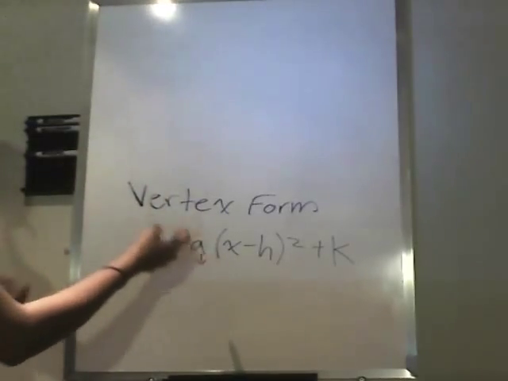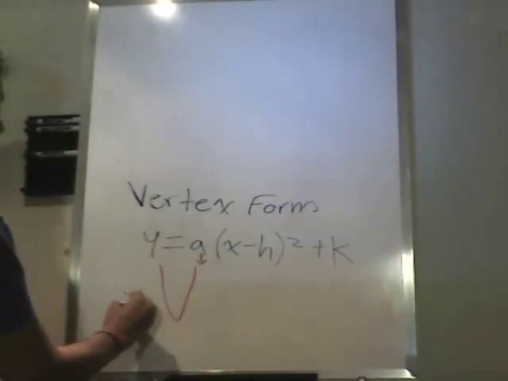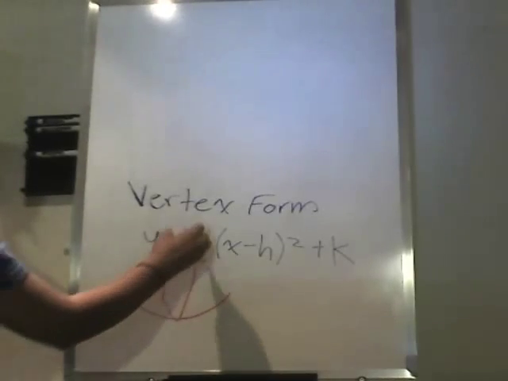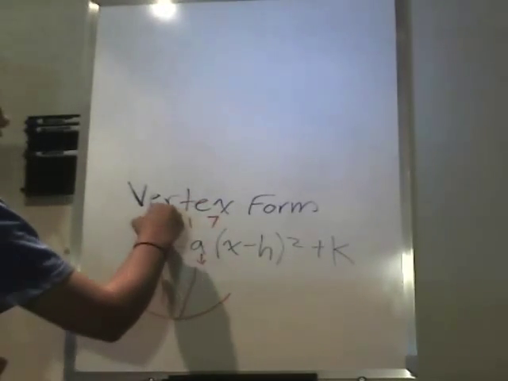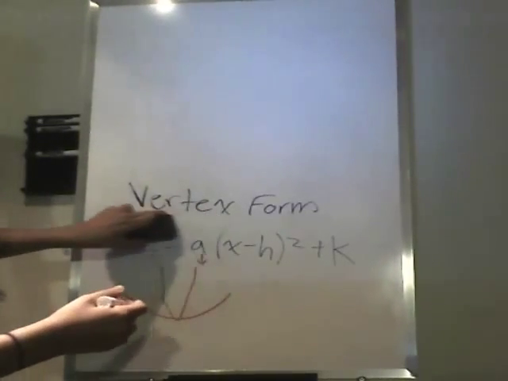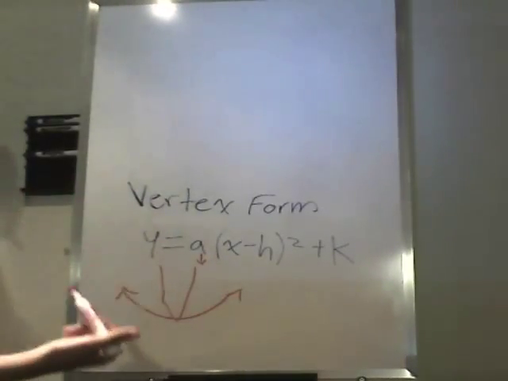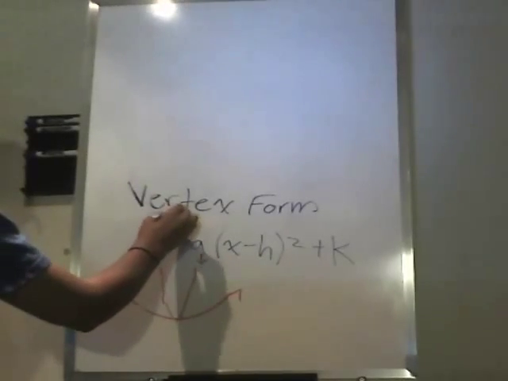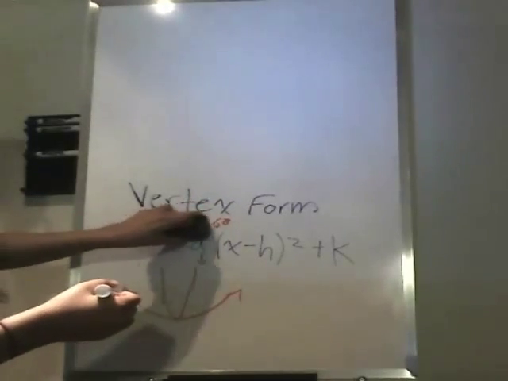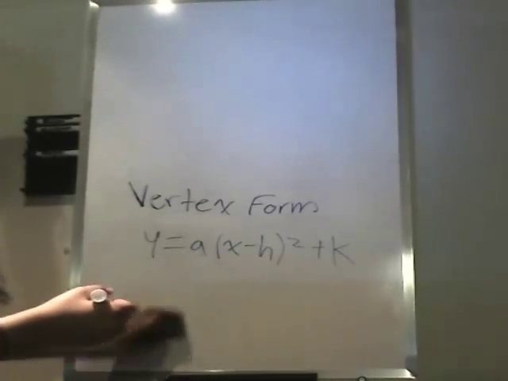Anyways, a tells you whether your parabola is going to be stretched, so very thin, or compressed, like this. When you get a stretched one, it's usually when you have a whole number, so let's say 1 or 7 or -8. If you're getting a compressed one, it's usually when your a is a fractional number, so let's say -0.2 or 0.68, when the decimal is lower than 1. So that's what your a does for you.